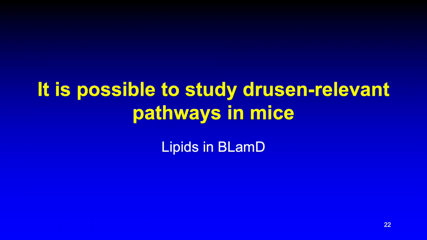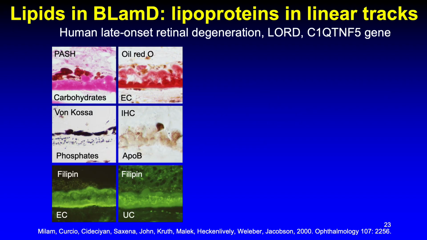BLamD may be used to not only stage human AMD, but also to develop drusen-relevant pathways in mice. Lipoproteins from the RPE, and I refer you back to the overview and to the tutorial on drusen, must cross BLamD to enter the sub-RPE basal laminar space. This case of late-onset retinal degeneration, or LORD, caused by mutations of the C1q-TNF5 gene, gave us the best opportunity to study lipids crossing BLamD.